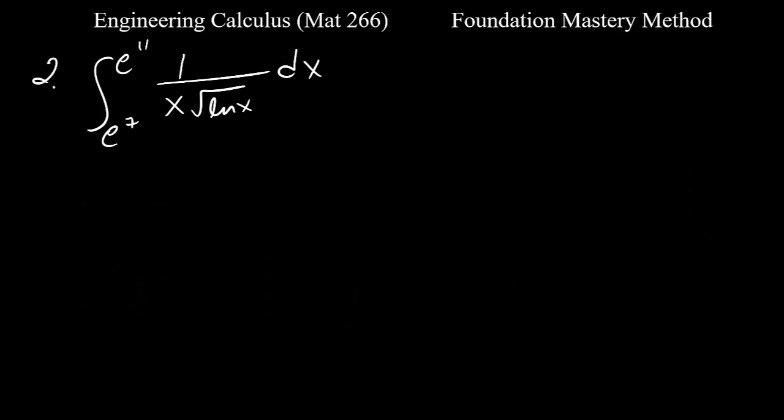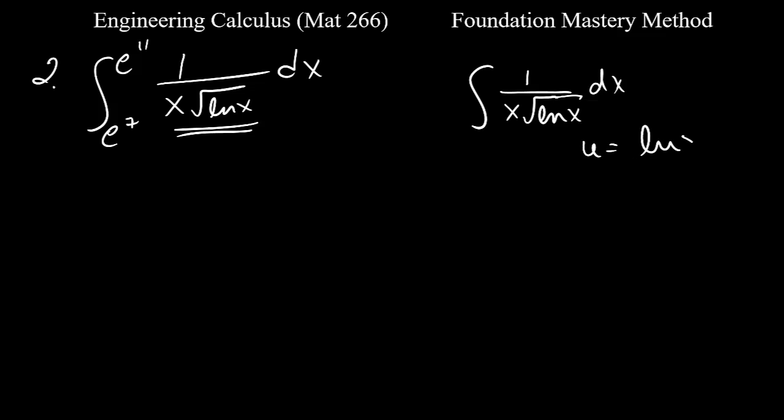For our next example, let's look at the integral from e to the 7th to e to the 11th of 1/x times the square root of ln of x dx. Again, we need to find an antiderivative of 1/x times the square root of ln of x. So let's look at integrating 1/x times the square root of the natural log of x dx. In order to solve this, we'll need to use substitution. Let u equal ln of x, then du will be 1/x dx.